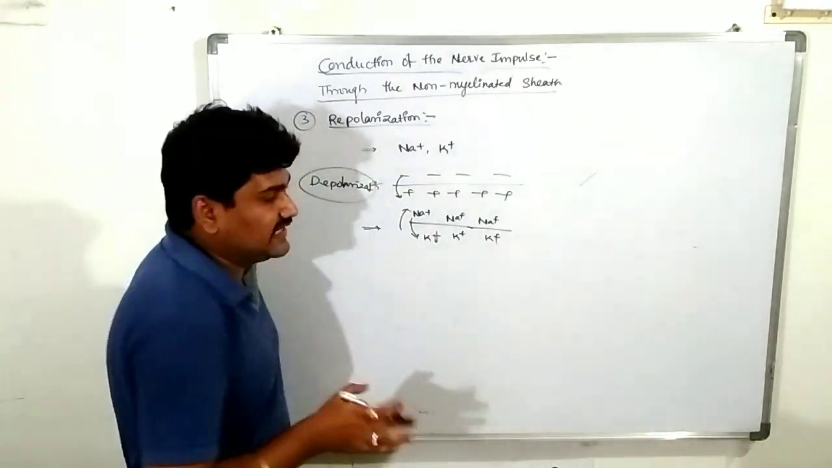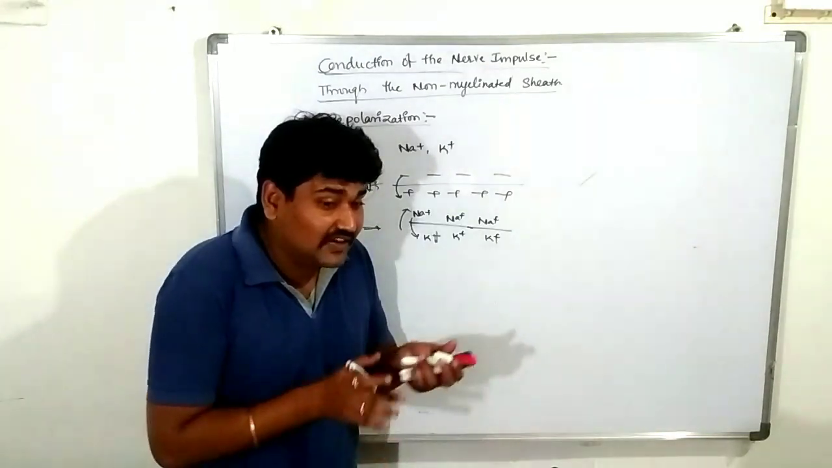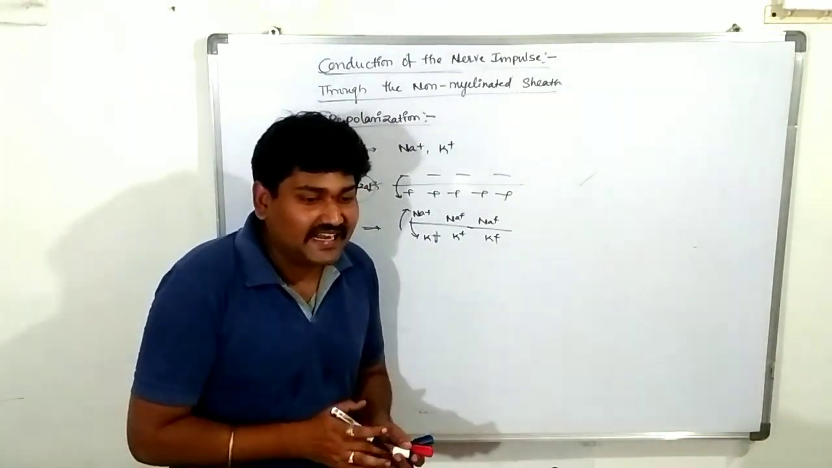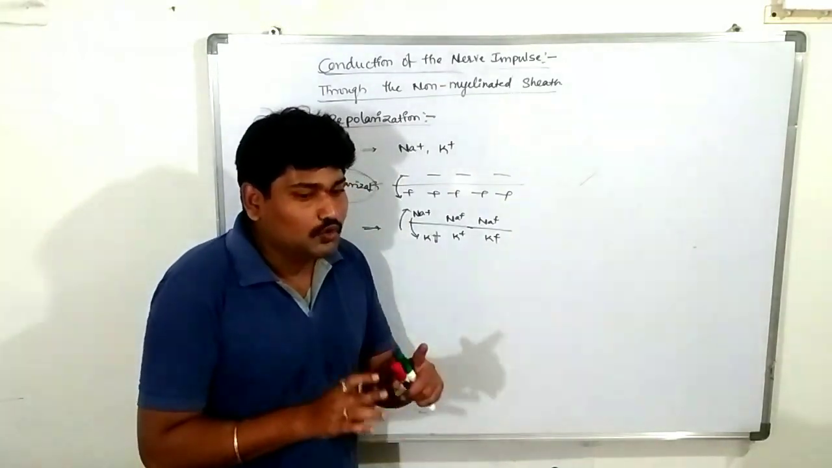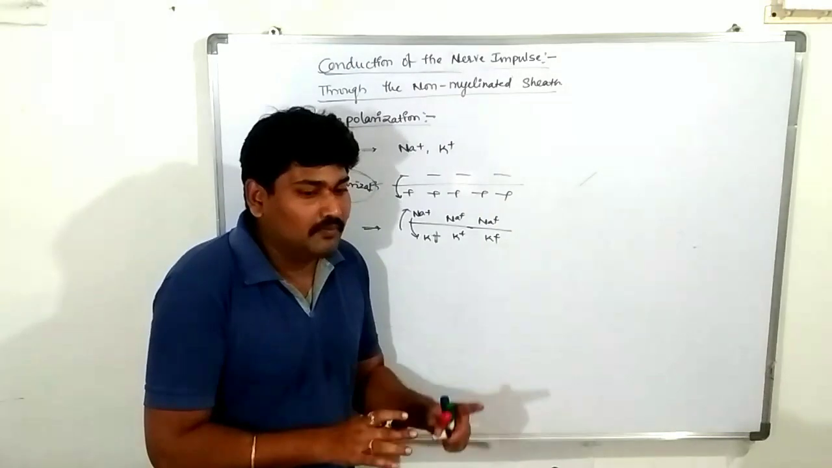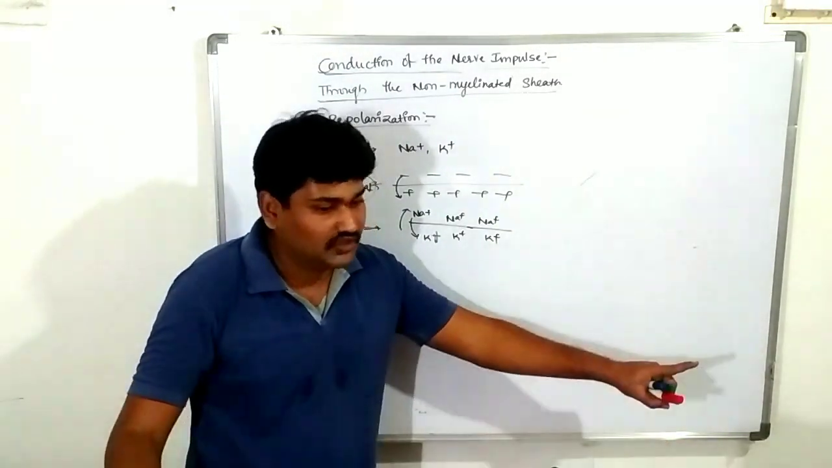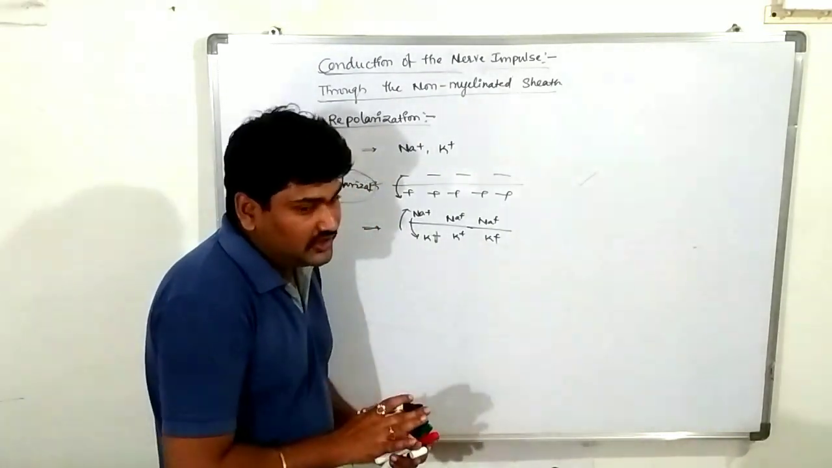So again these are exchanging of their own position. Again these convert into their own position, nothing but coming into their own position. So that is called the repolarization. In this repolarization, the two channels, sodium 2 channels and potassium 1 channel, these 2 channels will become open. There is no closure at all.